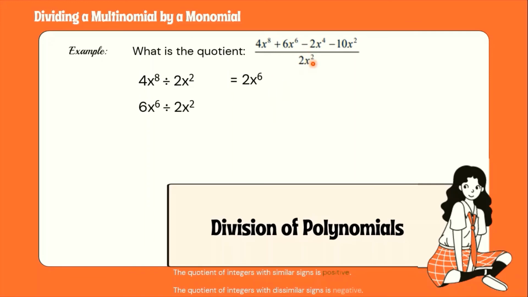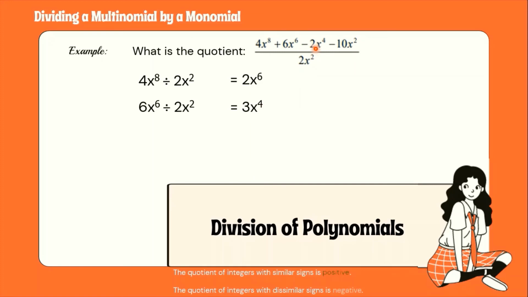6x raised to the power of 6 divided by 2x squared. Ang magiging sagot natin dyan ay 3x raised to the power of 4. Dahil 6 divided by 2 is equal to 3, copy x. 6 minus 2, yung exponents ay magiging 4.